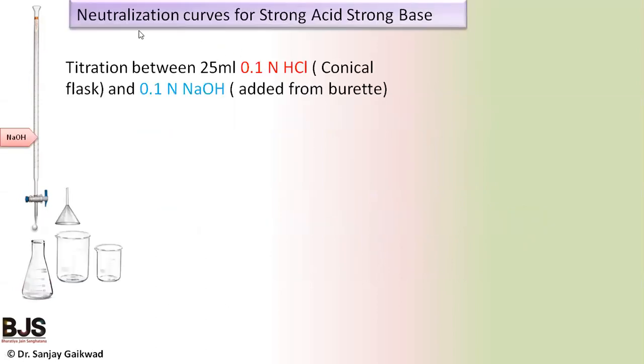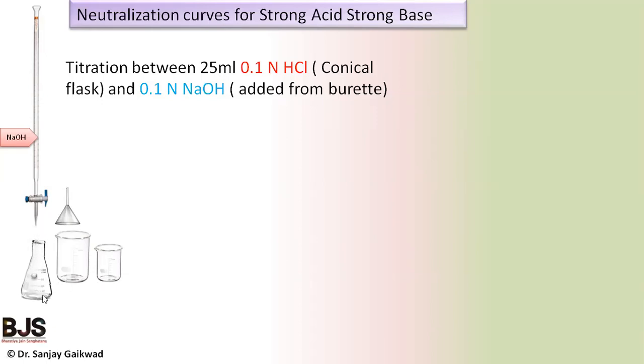Now we are taking the first example, the neutralization curve for strong acid with strong base. In this titration, what happened? We are taking 0.1 normal HCl solution in the conical flask, of 25 ml volume, and 0.1 normal NaOH solution, which is a strong base, is added from the burette. In the burette we filled NaOH and we add the NaOH drop by drop into the acid solution containing the phenolphthalein indicator.